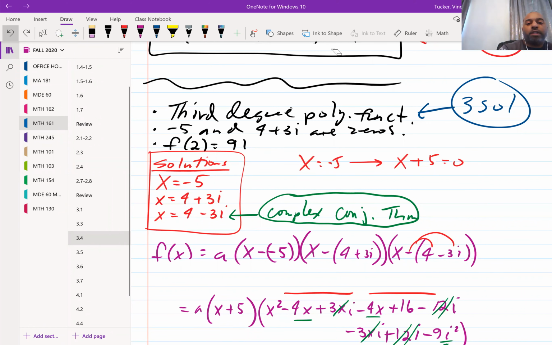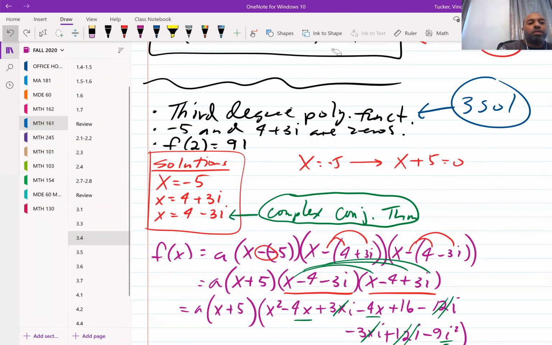Go ahead and distribute those negatives. And then we know negative to negative turns positive for that 5. That'll give us this as a result. x plus 5, x minus 4 minus 3i, x minus 4 plus 3i. And like I mentioned last time, we're going to go ahead and multiply the quantities that have the conjugates in them first, so things can cancel out for us, and it'd be less work on the back end.